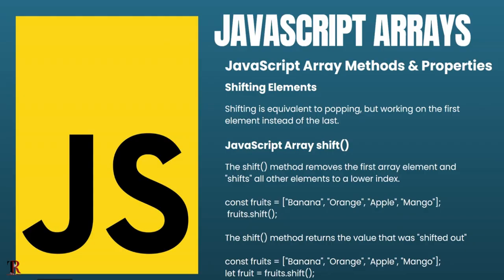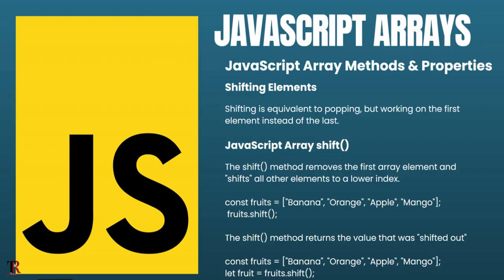But shifting, on the other hand, also works by removing elements from an array. But instead of removing the last one, it will remove the first one. So that's the difference between shifting and popping of elements when it comes to arrays in JavaScript. And so what exactly is that shift method? Like I explained, the shift method removes the first array element and shifts all other elements to a lower index. So what does this mean? Let's take a look at an example.